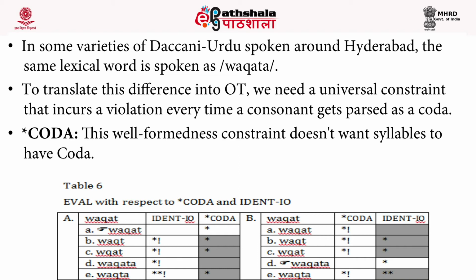In D, we have Vakata, no coda is satisfied here. There is no violation of no coda. So no coda does not get violated, only the faithfulness constraint gets violated as we have done an insertion here. And in E, Vakta, again no coda is getting violated, and ident-io it's getting violated twice.